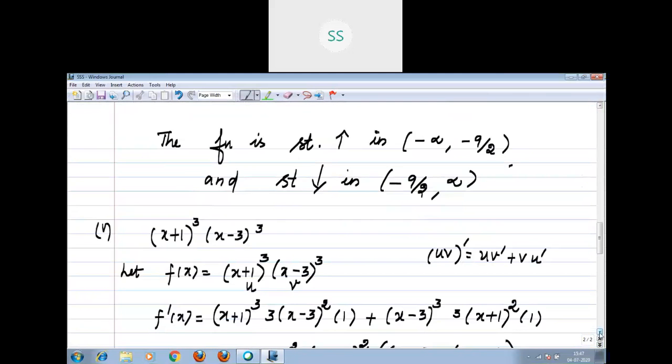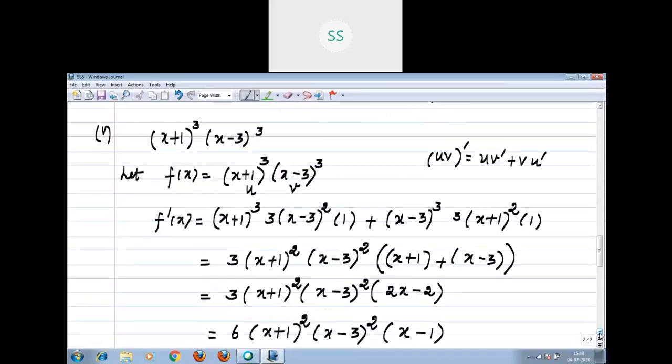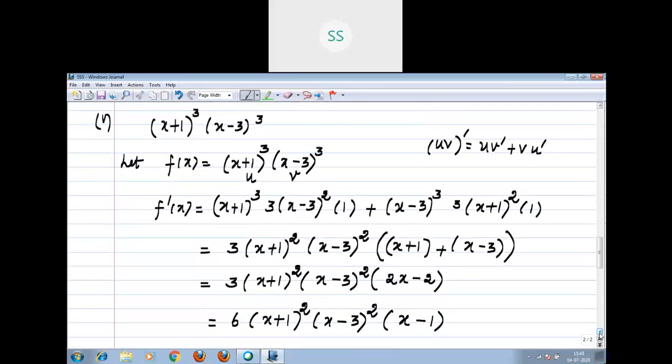And now you see x minus 3 the whole cube. Here 3 into x plus 1 the whole square. Coefficient of x is 1. When you differentiate, you get 1. Then you take the common term outside. Only the least power you should take as a common: x plus 1 the whole square, x minus 3 the whole square. Inside the bracket you arrived at 2x minus 2. So 2 you should take as a common in the third bracket. The outside 3 and 2 becomes 6.